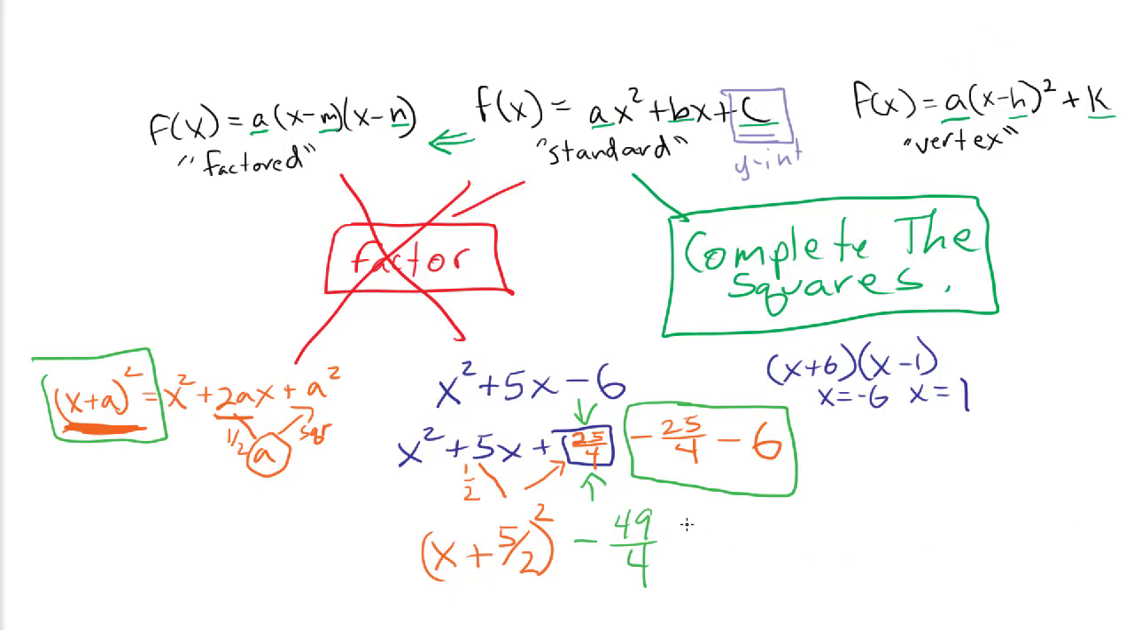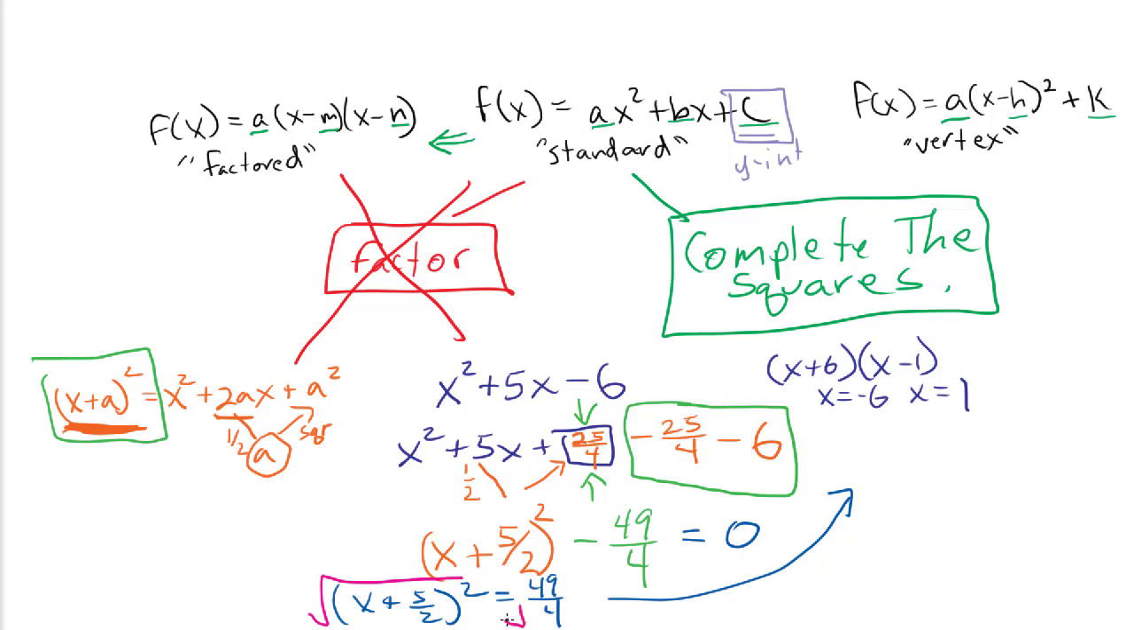So how do I work to solve this? Well, if I had set this function equal to 0, I could go ahead and solve. I know x plus 5 halves squared equals 49 fourths. And I'm going to take that up here just because I'm running out of a little space. I'll change the color so it's easier to see. And what I want to do at this point is take the square root of both sides.